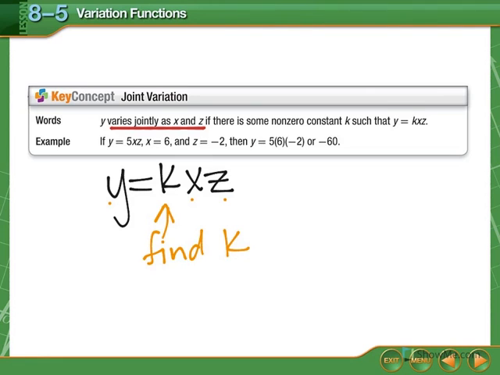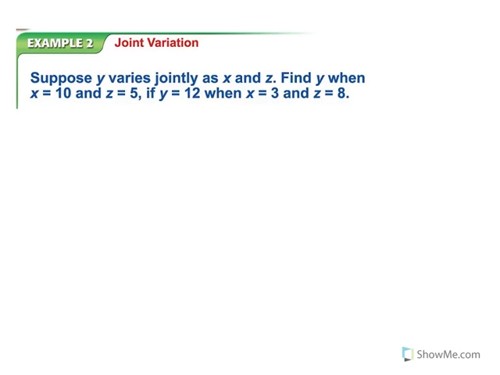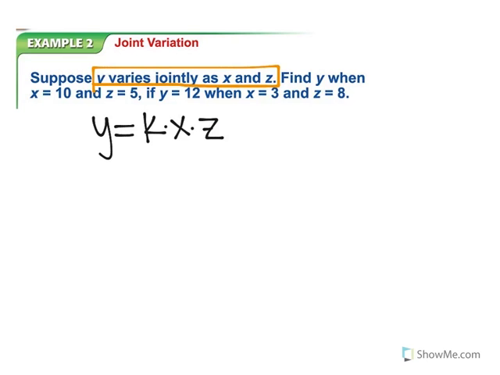Okay, so let's try an example. Example 2 says, suppose y varies jointly as x and z. Find y when x is 10 and z is 5, if y is 12 when x is 3 and z is 8. Alright, so first you need to look at your vocabulary. It says y varies jointly as x and z. So you have a formula for this, which is y is equal to k times x times z.